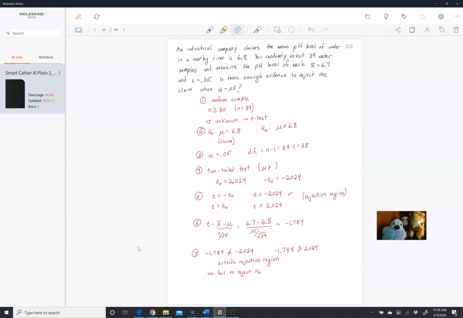And remember, this does not mean that we support the claim. We just say we don't have enough evidence to reject the claim, okay? It doesn't mean we support it. Failing to reject is different than saying you're right. It's just saying we don't know. We don't have enough evidence to say it's wrong.